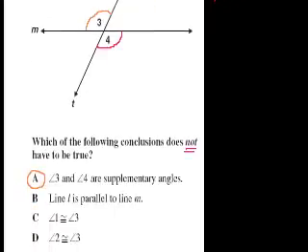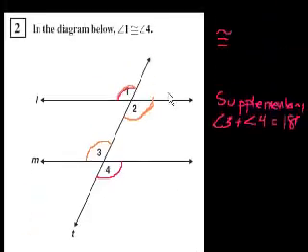Angle 1 is congruent to angle 3. Well, once again, if angle 1 is congruent to angle 4, so those two are congruent, and angle 3 is congruent to angle 4 because they're opposite angles, or instead of saying congruent, I could say equal, then angle 3 is also going to be congruent. If this is equal to this and this is equal to this, then this is equal to that.